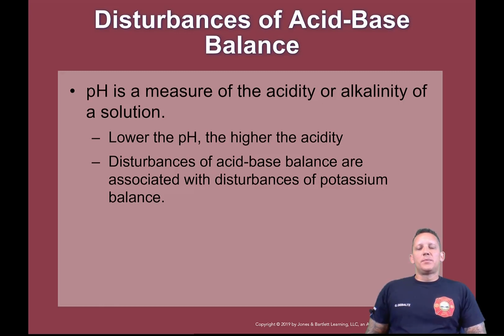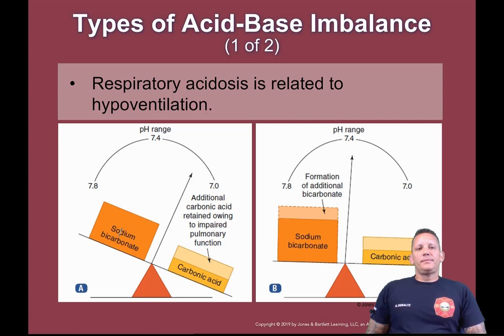Disturbances of acid-base balance are associated with disturbances of the potassium balance in the body. It's a good pictogram of the acid-base balancing. If you look, near balance is right around 7.4, and normal pH is 7.35 to 7.45. So you guys want to kind of just see how that works, right?